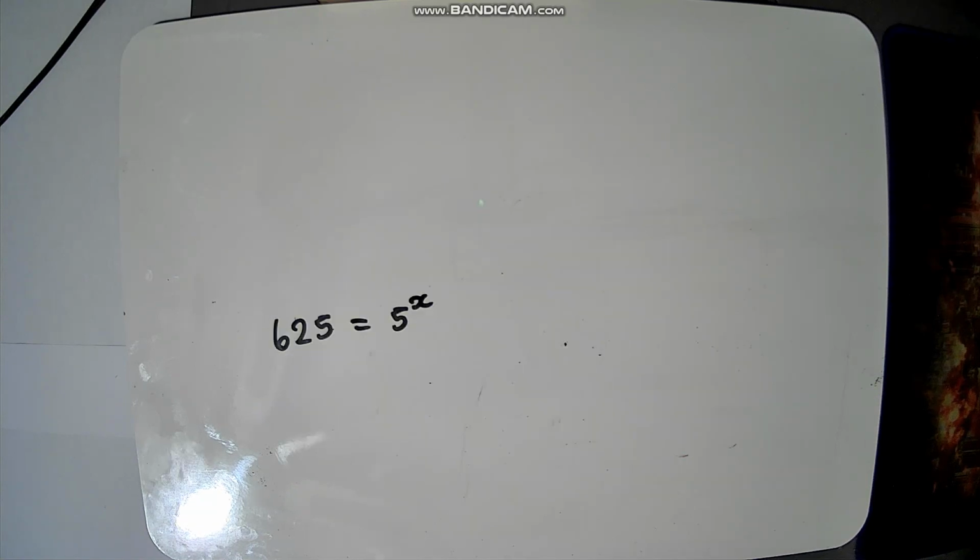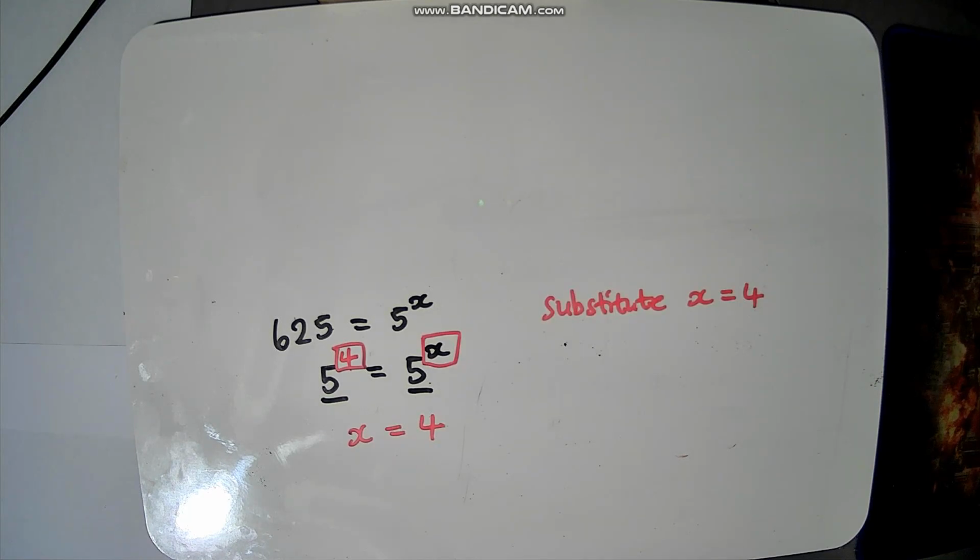On your calculator, go 5 to the 2, 5 to the 3, 5 to the 4, and so forth until you can get something to the base 5 for 625. So 5 to the power 4 is equal to 5 to the x. Both the left and the right look exactly the same. Therefore, the x must be equal to 4. Substitute x is equal to 4 into the question. And on our calculator, that is correct.